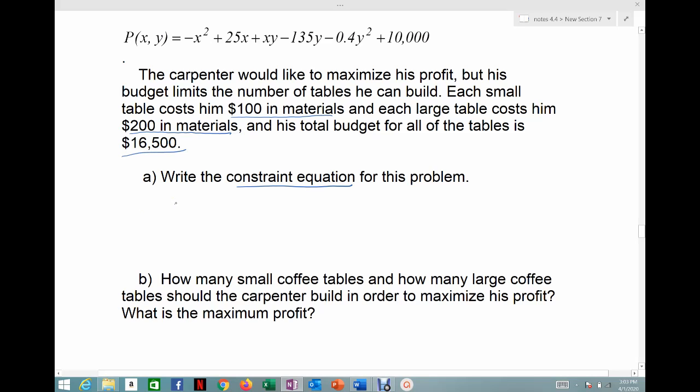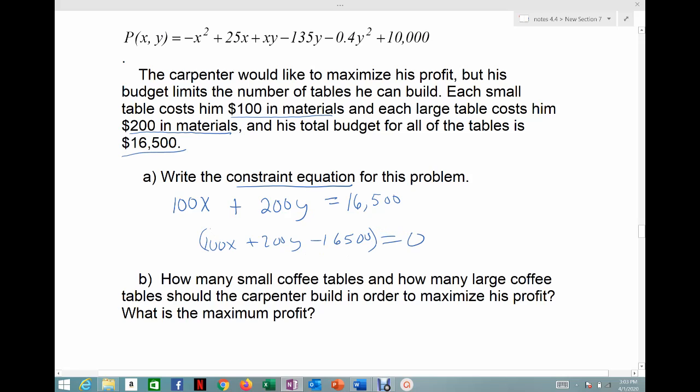Alright, so it costs us $100 for every small table, so the cost for small tables is 100x. Cost for the large tables is 200y. We have a budget of, again, like I said, technically it's less than or equal to. We can spend up to or less than the 16,500. We do usually write, though, equal to, just to make life easier. I'm going to go ahead and set that equal to 0 because that's what we use when we set up our problem.